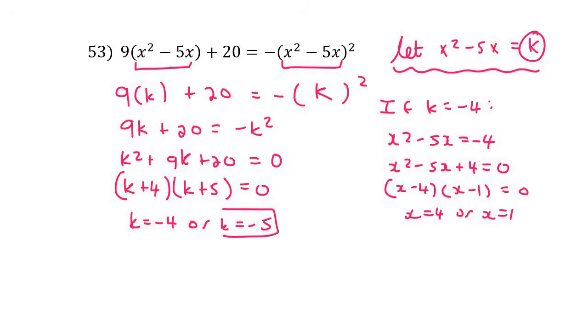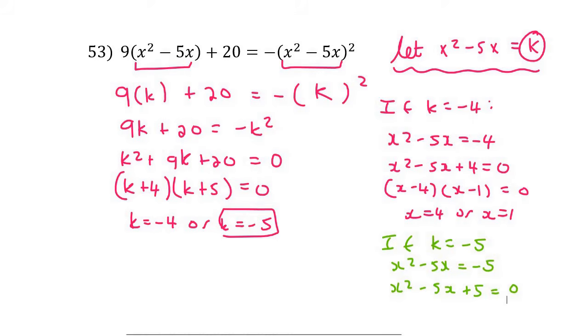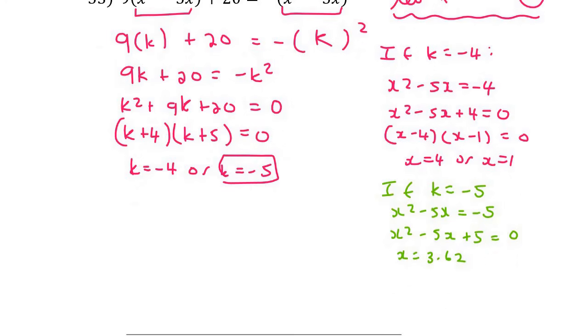Now we need to use this one over here. So we can say if k equals negative 5, then x squared minus 5x equals negative 5. And so x squared minus 5x plus 5 equals 0. Now this one, I don't know how nicely this one will factorize, so I would use the quadratic formula here. And this one gives us x equals 3.62 or x equals 1.38. And so there's our answers.